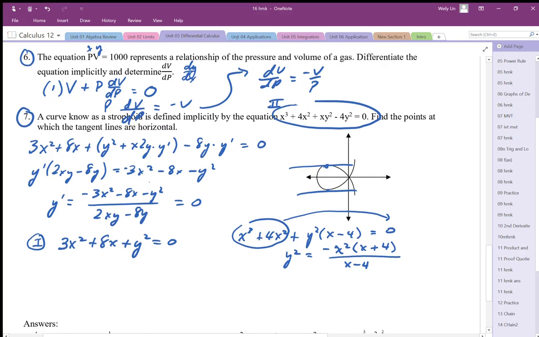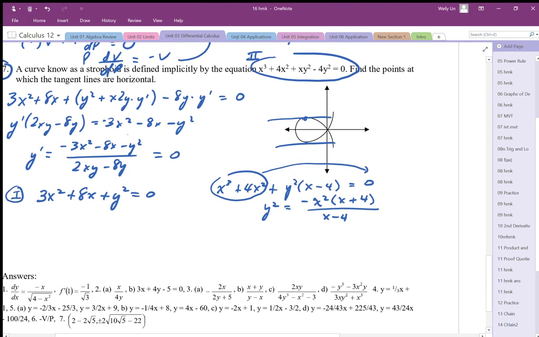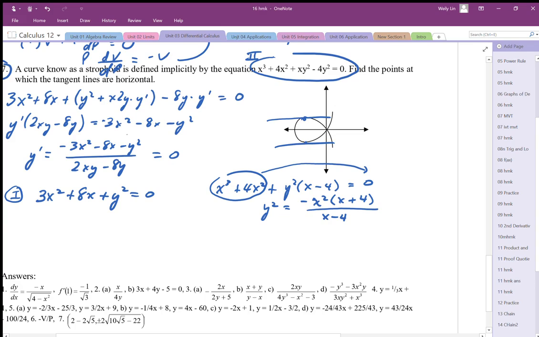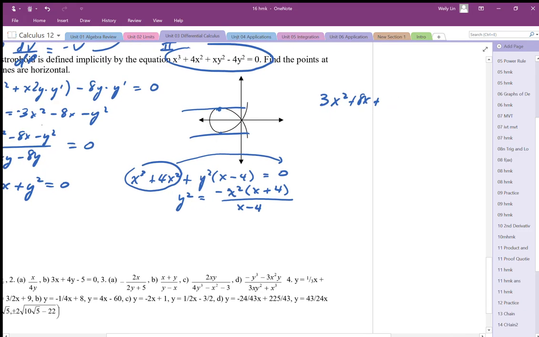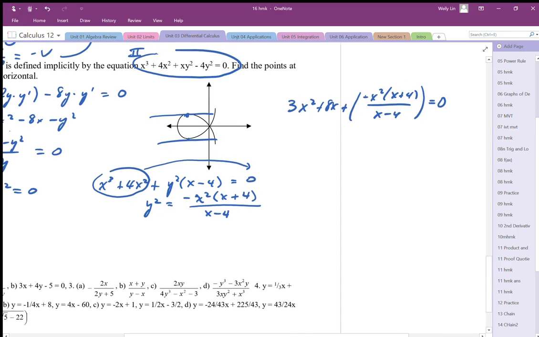So I'm going to then solve my system by substitution. I'm going to do that over here. I'm going to get 3x squared plus 8x plus y squared, which is going to be replaced with negative x squared times x plus 4, divided by x minus 4, equal to 0. So there's the equation I'm going to solve for x.